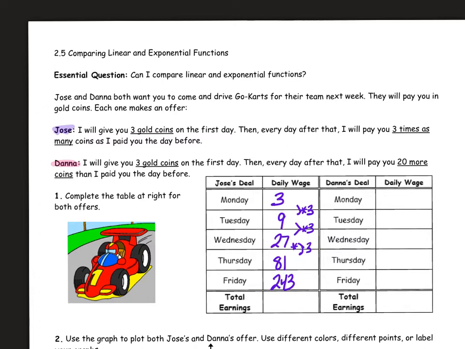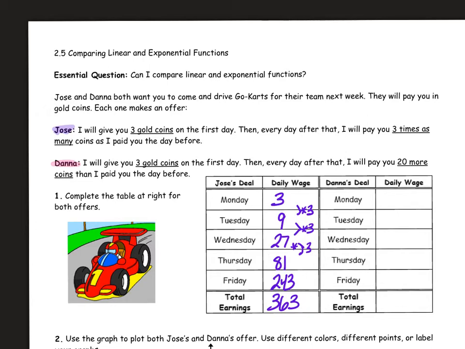And then if you look at the bottom, it says total earnings. So how much did I make for the week? How am I going to do that? I'm going to pause and let you figure that out and write the answer in. Okay, so the answer for that should have been 363 gold coins. Okay, great.